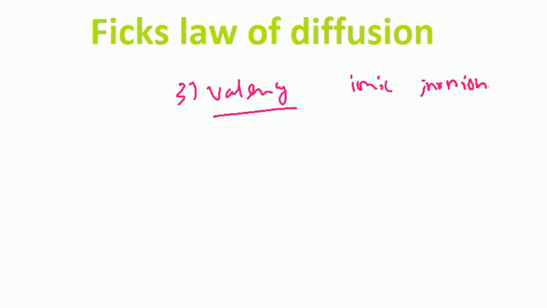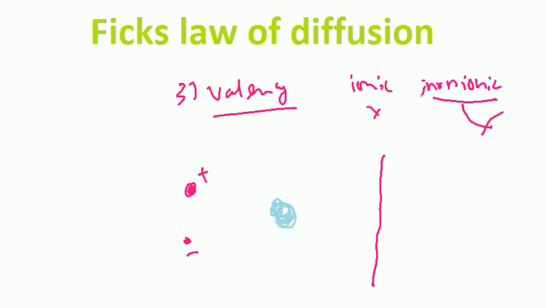Then we will see about the valency, that is ionic or non-ionic. Non-ionic particles move freely across the membrane and ionic ones do not. We will see how. Suppose this is a membrane and these are charged particles, ions. Then let us have a water molecule here. Water will have H2 here and O here. The H2 side of the water has a positive charge and the O side has a negative charge.